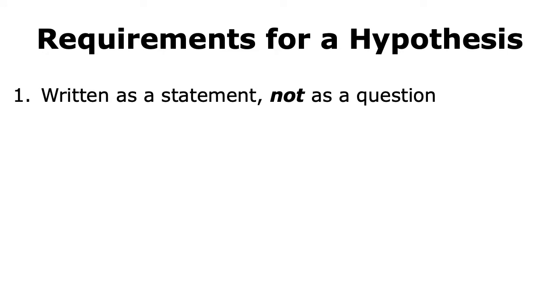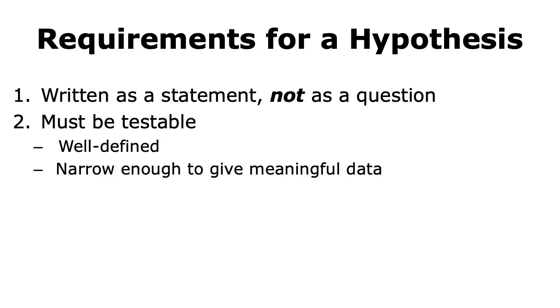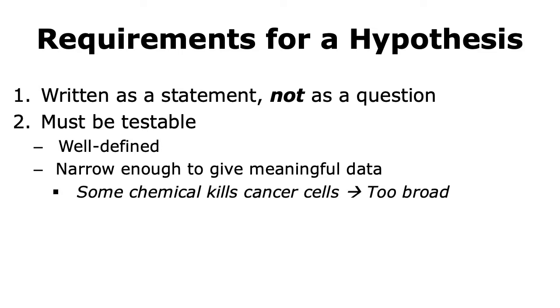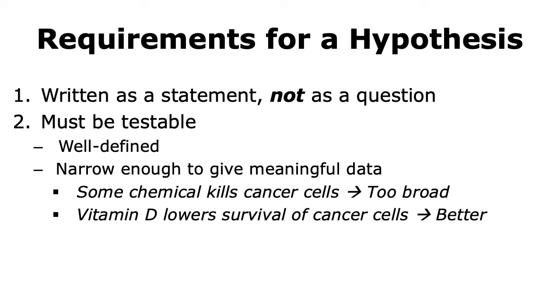There are certain requirements for a hypothesis, like it has to be written as a statement and not a question. When a hypothesis is written, it has to be written in such a way that it is testable. This occurs when the hypothesis is well defined and narrow enough to give meaningful data. For example, stating that some chemicals kill cancer cells is a hypothesis, but it is so broad that it is difficult to come up with meaningful experiments to test this hypothesis. On the other hand, vitamin D lowers survival of cancer cells is also a valid hypothesis, and it is testable too, and thus it is a much more meaningful hypothesis.